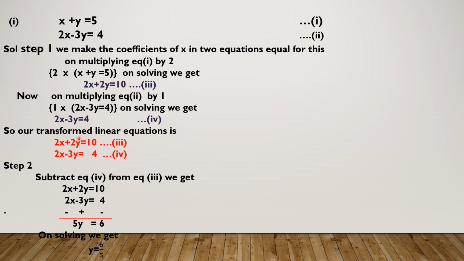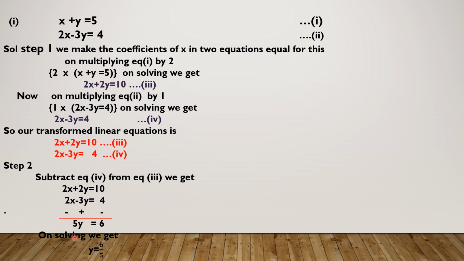So our transformed linear equations are 2x plus 2y equals 10, which is equation number 3, and 2x minus 3y equals 4, which is equation number 4. Now here we do subtraction, subtracting equation number 4 from equation number 3. We arrange these two equations in horizontal form, which is the horizontal method. During the horizontal method the signs will be changed. So for the equations 2x plus 2y equals 10 and 2x minus 3y equals 4, the sign of 4 is plus so it becomes negative, the sign of 3y is negative so it becomes positive, and the 2x has sign plus so it becomes negative.